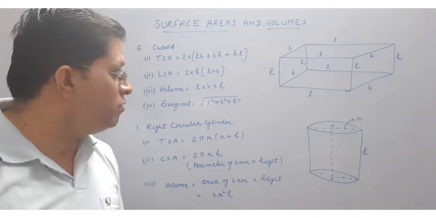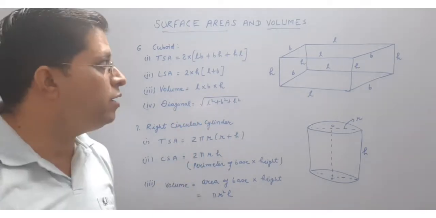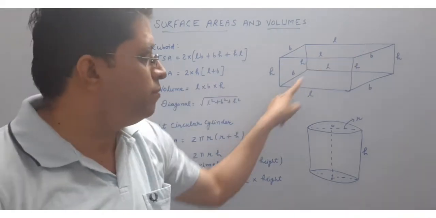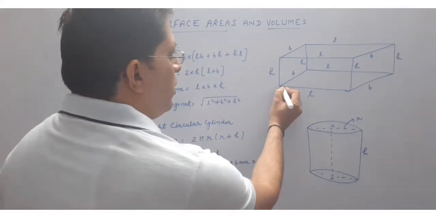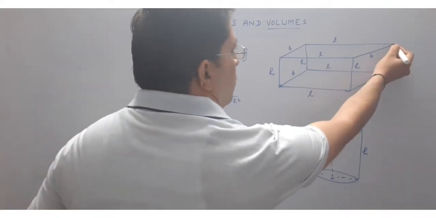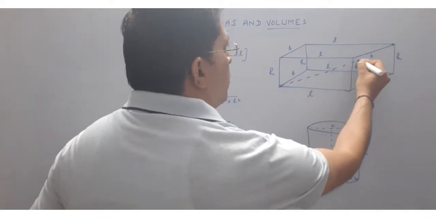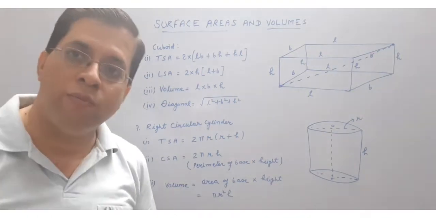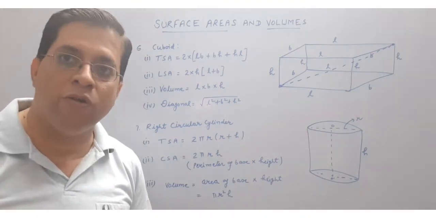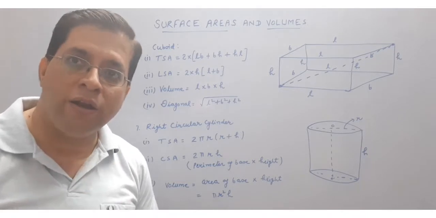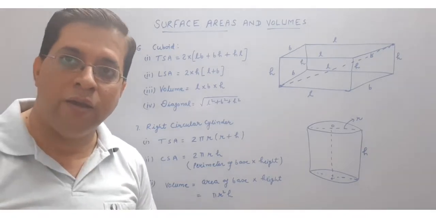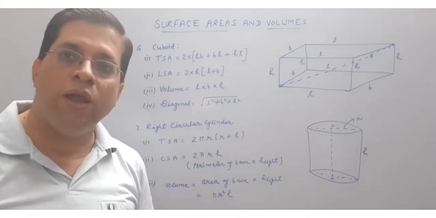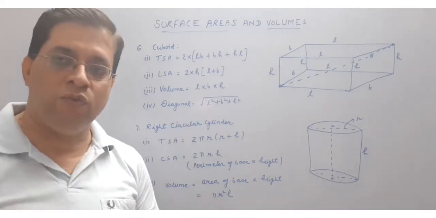One more thing, the diagonal of a cuboid. Diagonal means from one end to another end. This is the diagonal from here to here. If you put a rod in that box, or your pencil slightly slanting in your geometry box, that is your diagonal. The diagonal of a cuboid is under root L square plus B square plus H square.